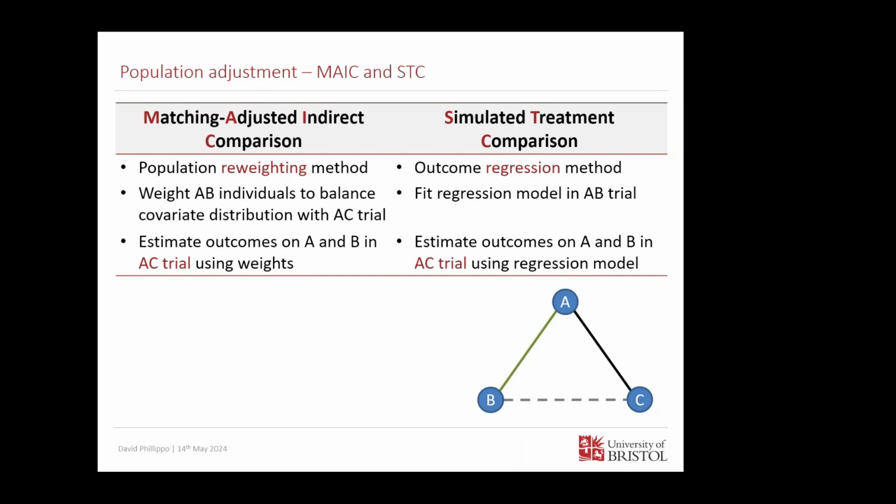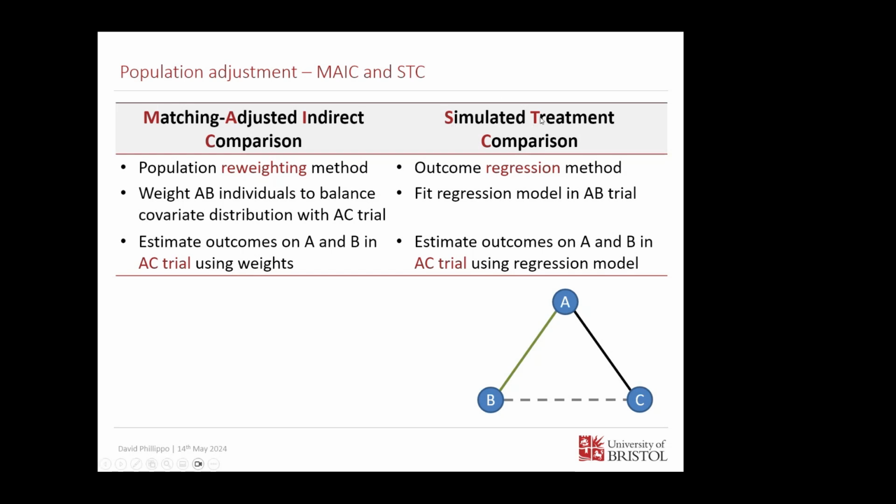So in this mixed data scenario, there have been some methods that have been proposed over the last few years. The most common of these at present is a matching adjusted indirect comparison, or a MAIC, which is a reweighting type approach. So what we're going to do is we take the individuals in our AB study and we derive some weights to balance their covariate distribution with the AC trial. And then with those reweighted individuals, we estimate the outcomes on A and B treatments in the AC study using the weights. So that's a MAIC.